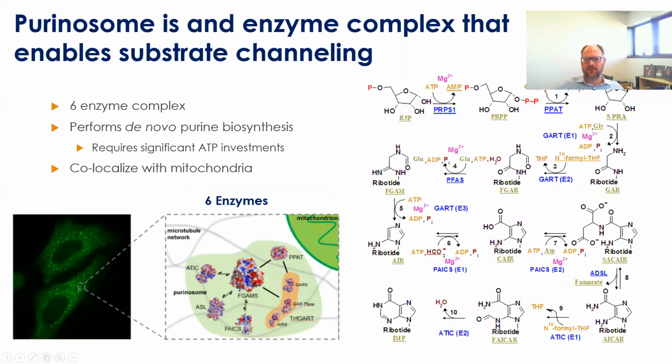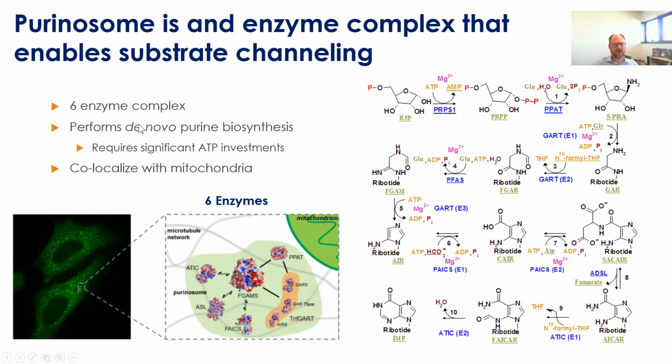Now, the regulation of glycolysis in red cells isn't the only example of enzyme complexes. Another example is the purinosome. So the purinosome is a multi-enzyme complex. It has 6 enzymes that allow substrate channeling for the production of these purine nucleotides.